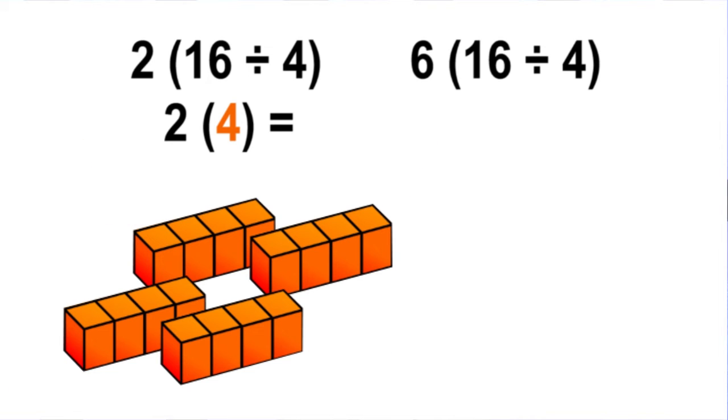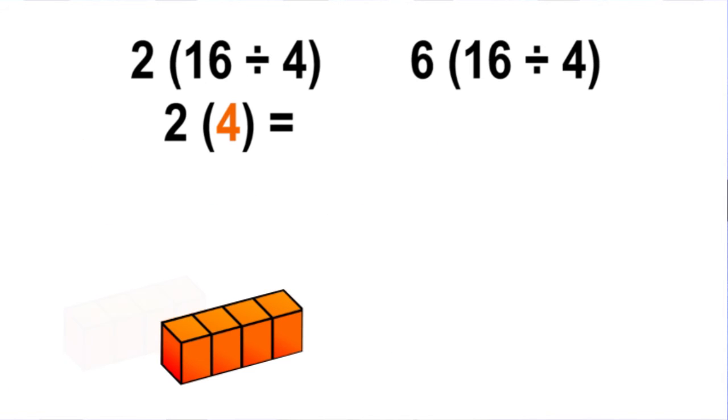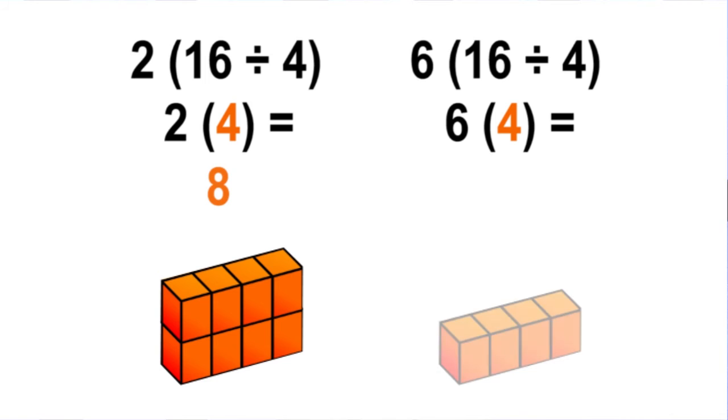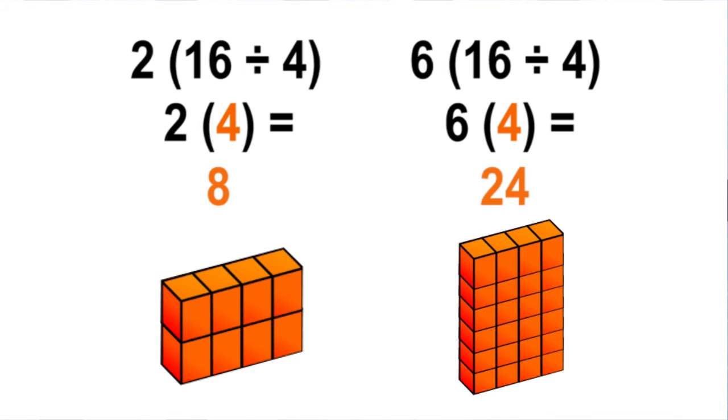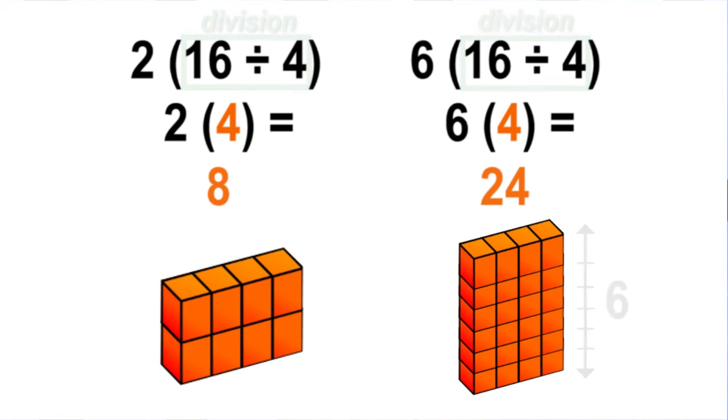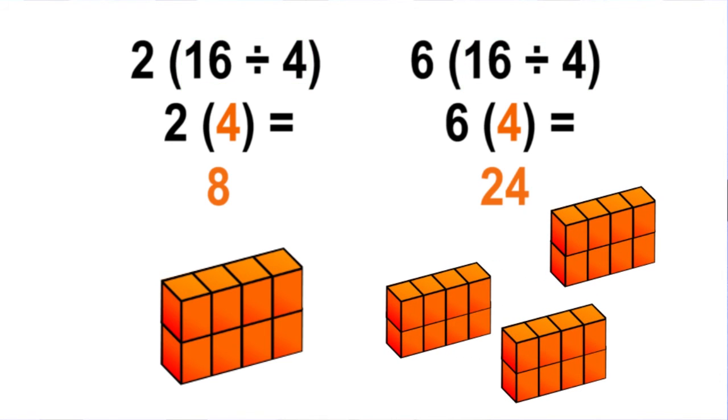The first expression multiplies the 16 divided by 4 by 2. Place another row of 4 cubes above the first row. The second expression multiplies the 16 divided by 4 by 6. Place 5 more rows or groups of 4 above the first row for a total of 6 rows. Both expressions begin by dividing 16 by 4, and both expressions have at least one group of 2 rows of 4. The second expression has 3 times as many units as the first expression. This is because when a quantity is multiplied by 6, it is 3 times as many as that same quantity multiplied by 2. The next concept taught is patterns.